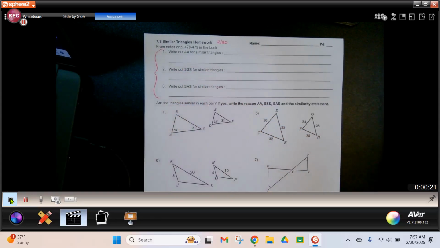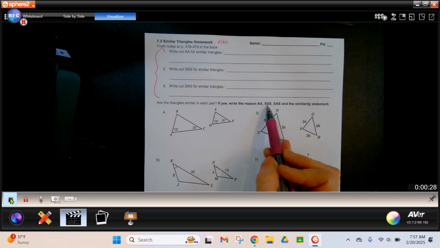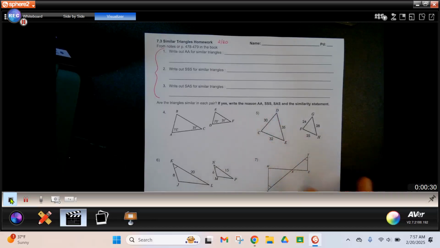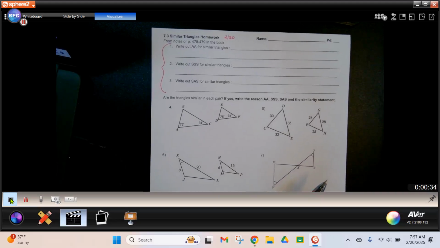These are theorems. Are the triangles similar in each pair? So we're going to use either AA, SSS, or SAS. And if they are similar, then we're going to write the similarity statement.